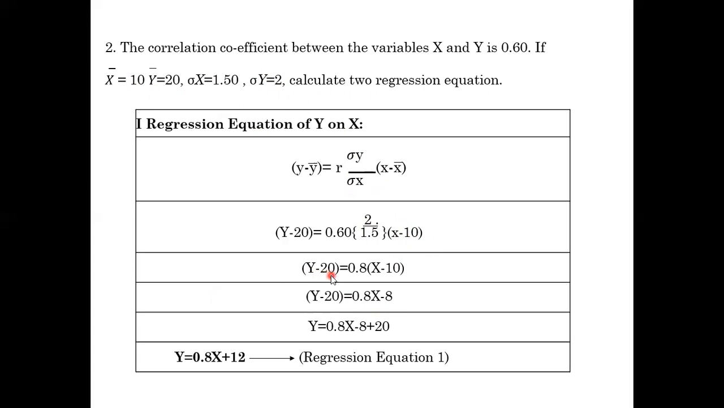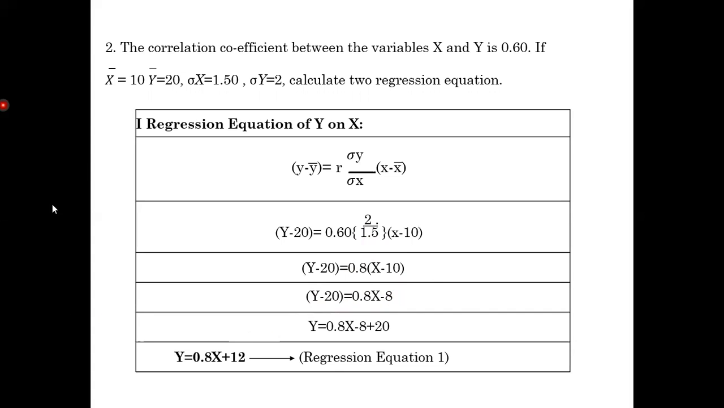So y minus 20 is equal to 0.8, that is 0.60 multiplied by 2 divided by 1.5. Okay, students, here 0.60 into 2 divided by 1.5, how much will you get? 0.8. Okay, into x minus 10. So y minus 20 is equal to 0.8 into x minus 10. It will become 0.8x minus 0.8 into 10. You will get minus 8.